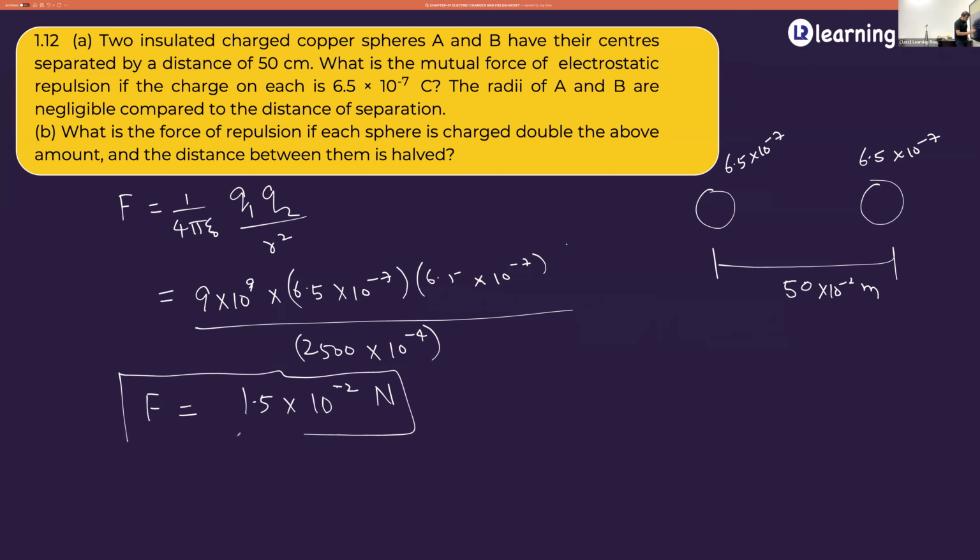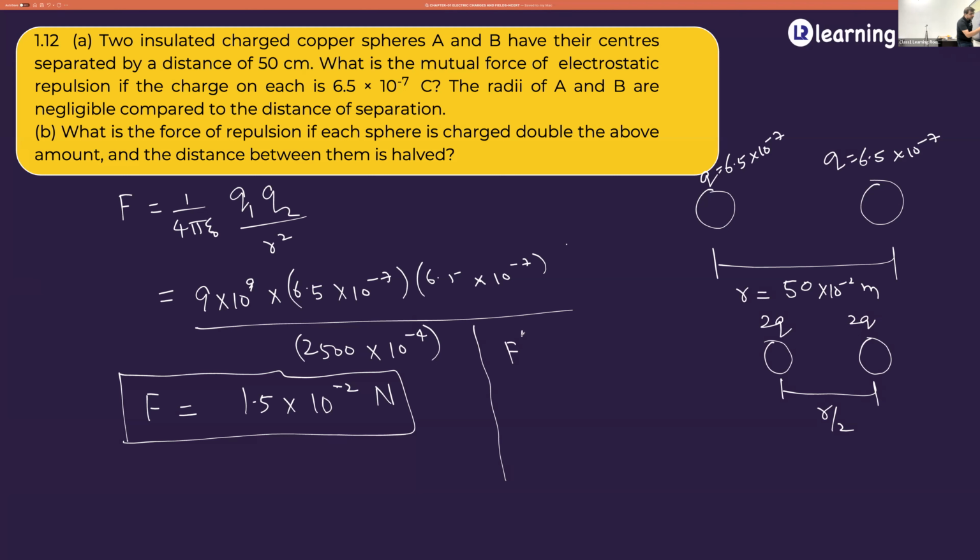Now, they have asked another question. What is the force of repulsion if each sphere is charged double the above amount and the distance between them is half? Meaning, if I take the distance to be R and the charges to be Q and Q, what is the new scenario? There are two charges of 2Q and 2Q and the distance of separation between them is R by 2. So what is going to be the new force? Observe, F dash will be equal to 1 divided by 4 pi epsilon naught into 2Q into 2Q, which gives 4Q square, the whole divided by R by 2 the whole square, which gives R square by 4.